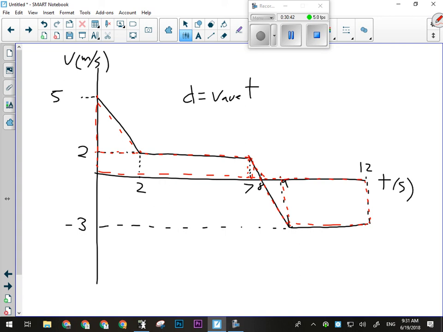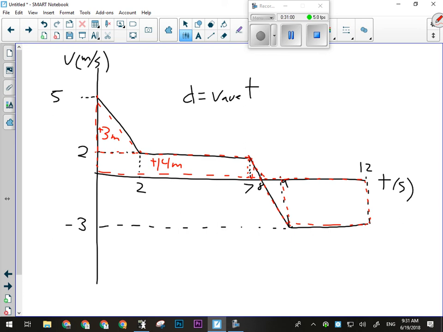Those are the shapes that I would have to find. So for our first triangle here, it has a base of 2 and a height of 3. So 2 times 3 is 6, divided by 2 is 3 meters. This rectangle here is 7 seconds on the base and 2 high, so it's 14 meters. These are both positive numbers.